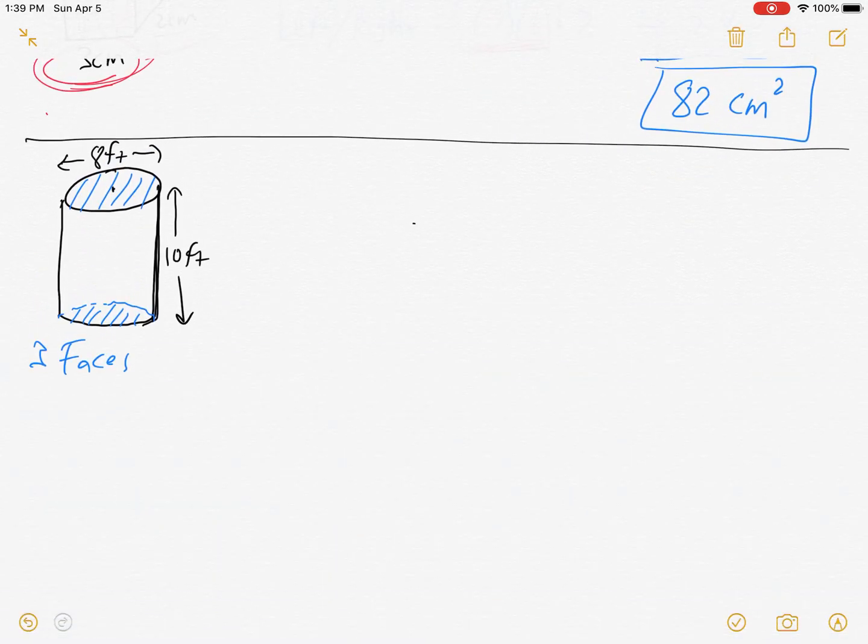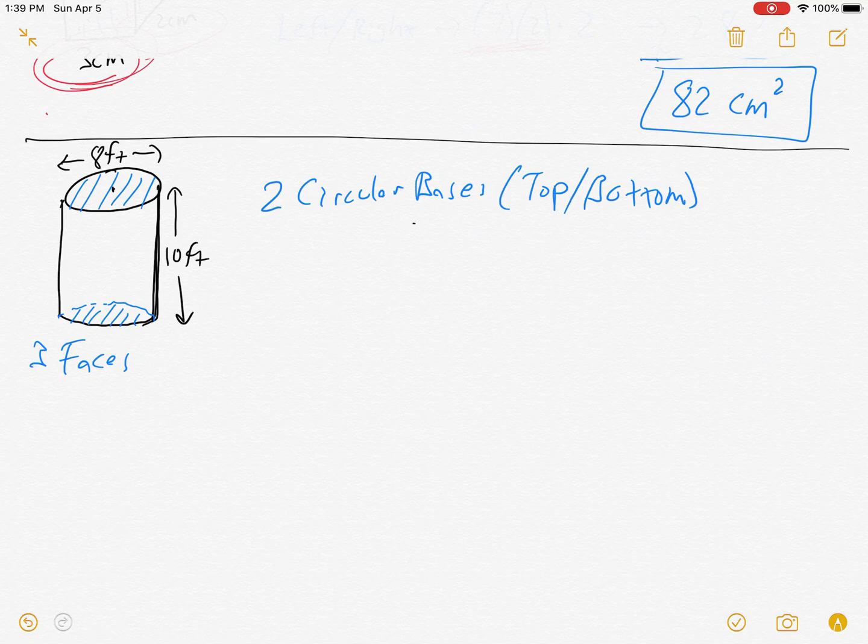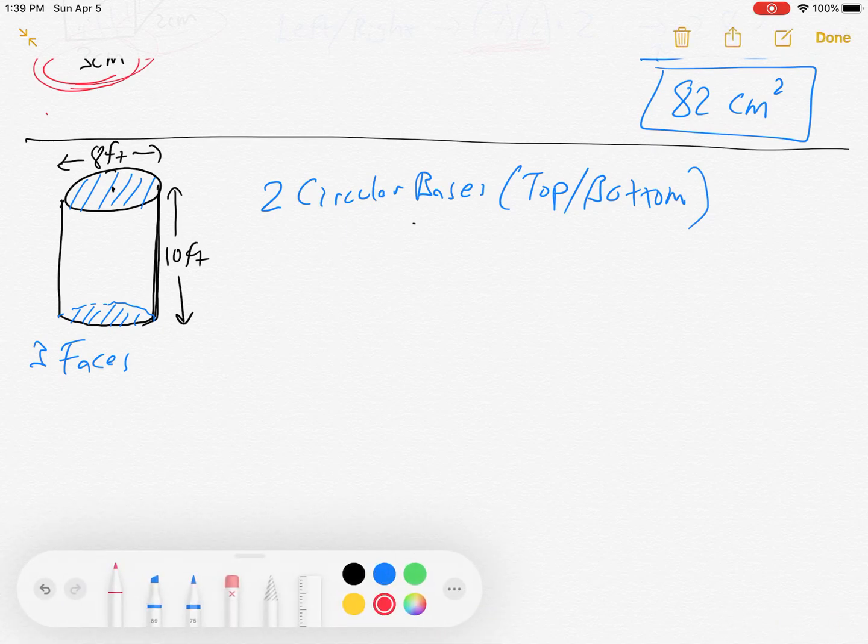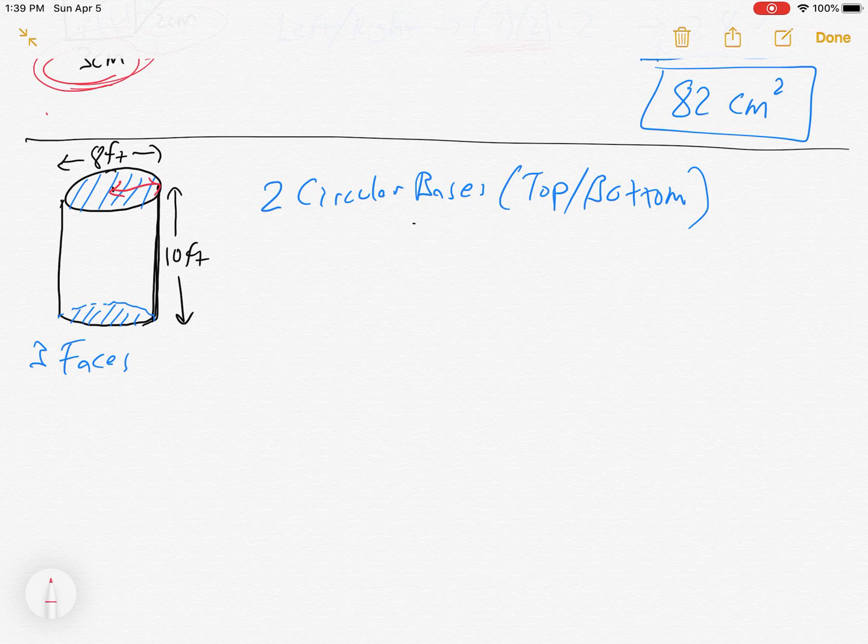The easiest ones to note are the base, the bottom, and the top. They're both circles, and it didn't draw it very well. They are congruent to one another. So this has two circular bases, right? The top slash bottom. So what is the area of that? Well, we know the radius of this thing is 4.